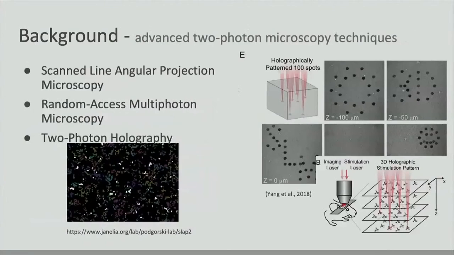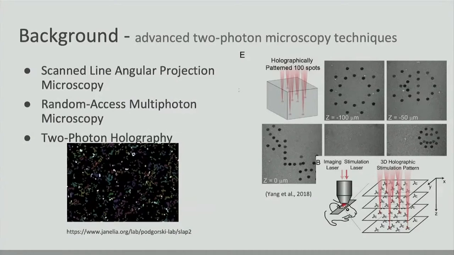Because this is a very slow process and neural activity is very fast, there are a lot of advances in two-photon microscopy that are designed to speed up this process. These include techniques called scanline angular projection microscopy, random access multiphoton microscopy, and two-photon holography. These techniques have a shared commonality that instead of sampling every single point in space with your laser beam, you use sample information to restrict where you excite your sample, and then only image those areas of interest.